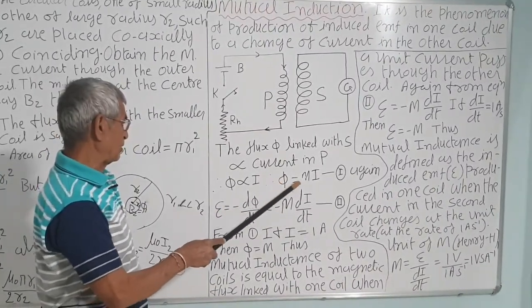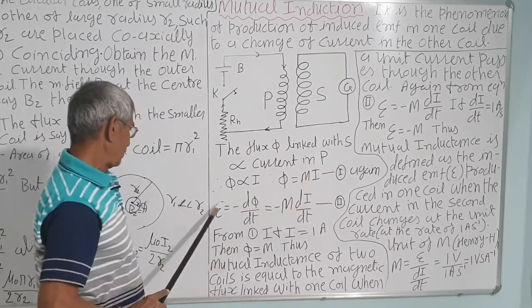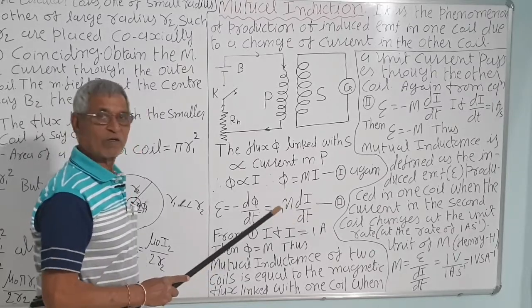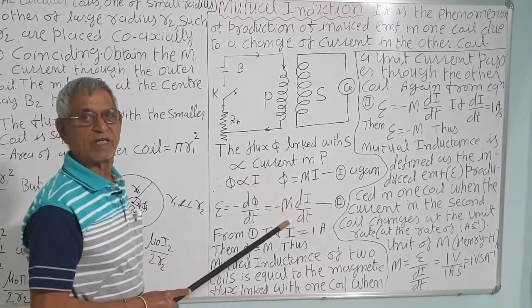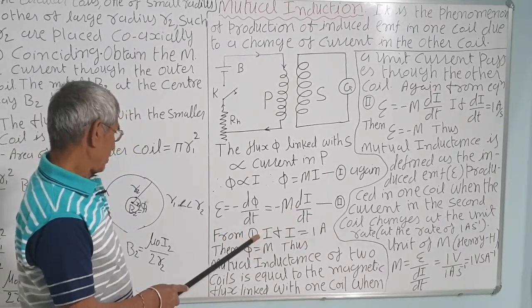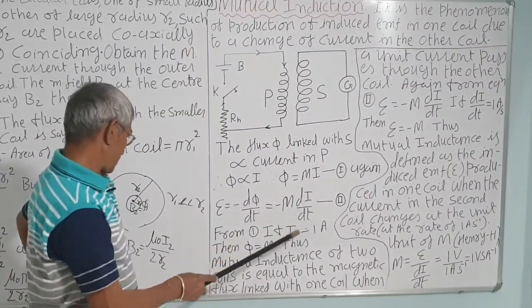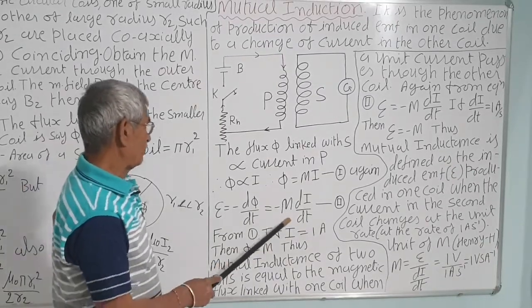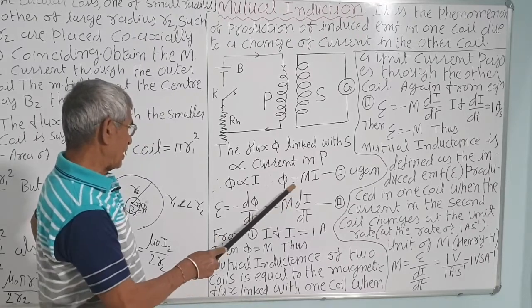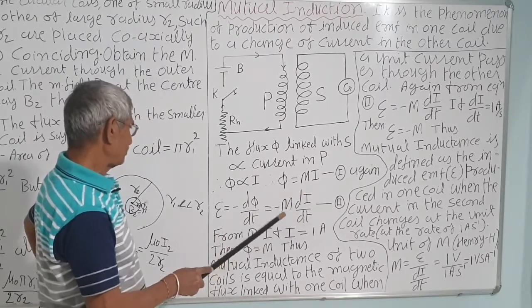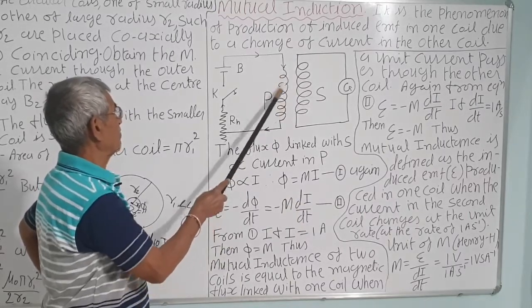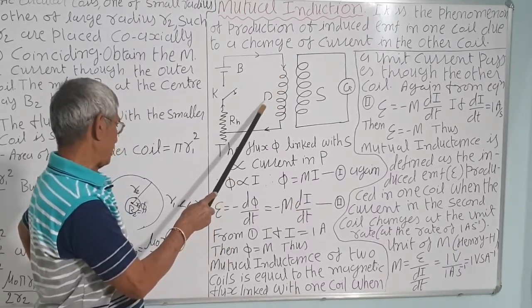d phi by dt is equal to M constant dI by dt. So d phi by dt is equal to minus M dI by dt. Minus sign, that is according to Lenz's law, because induced EMF is such that it opposes the very cause producing it. So again we can define the M. M is equal to, if dI by dt is 1, that is rate of change of current, current changes at a rate of 1 ampere per second in the primary coil.